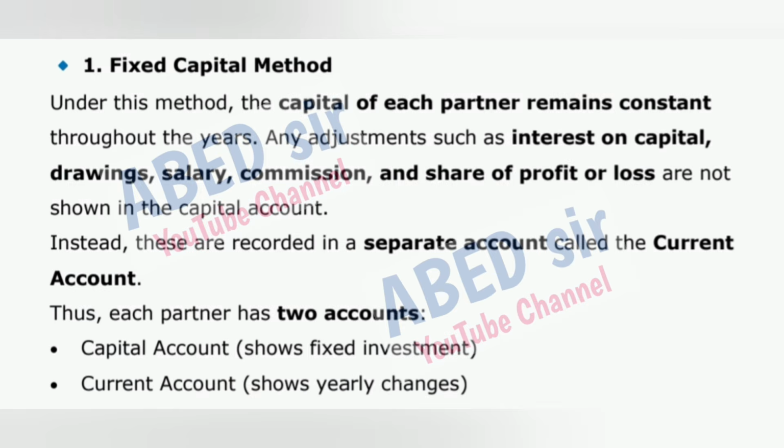1. Fixed capital method. Under this method, the capital of each partner remains constant throughout the years. Any adjustments such as interest on capital, drawings, salary, commission, and share of profit or loss are not shown in the capital account. Instead, these are recorded in a separate account called the current account. Thus, each partner has two accounts. Capital account shows fixed investment. Current account shows yearly changes.